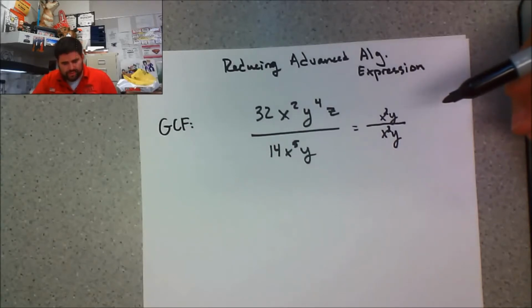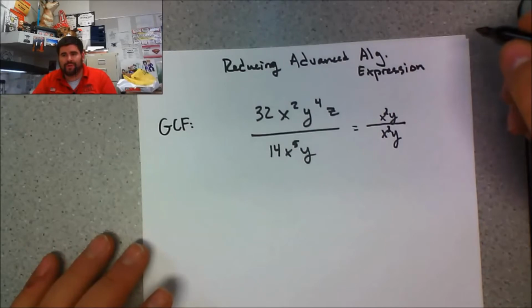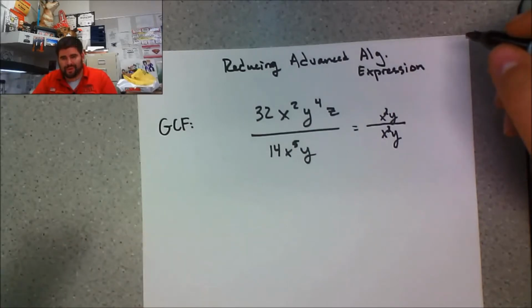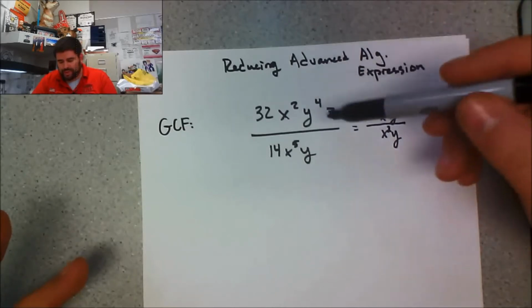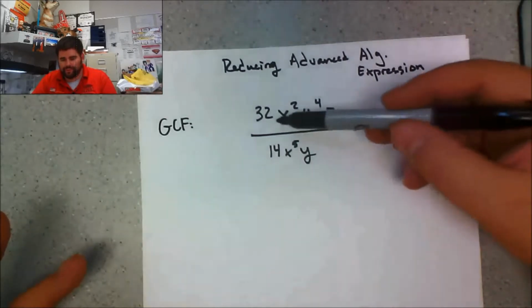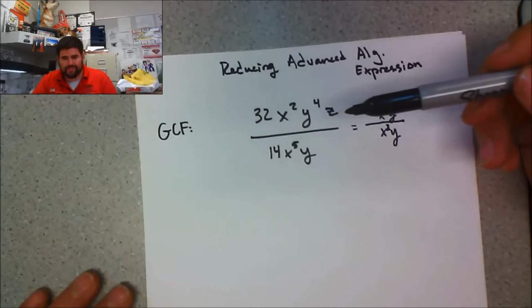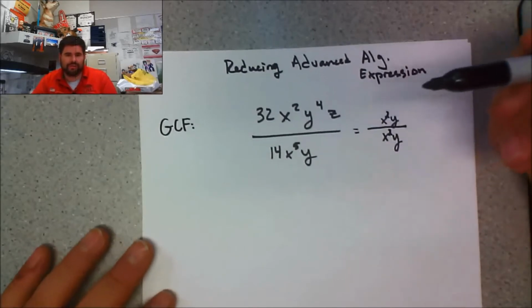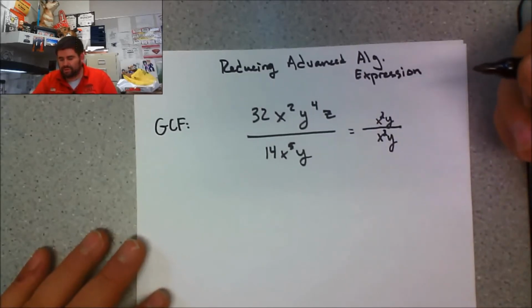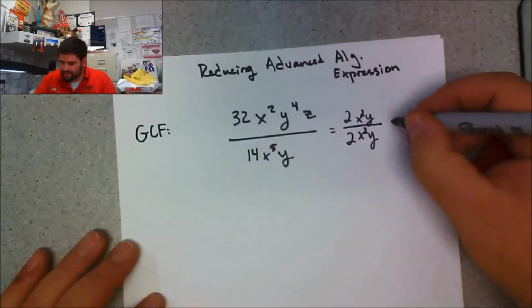If you try to divide anything bigger than 2 into 14, just by finding the factors of 14, it's only got 1 and 14, 2 and 7. I know that 7 doesn't go into 32, and 14 doesn't go into 32. So the biggest factor they share, unfortunately, is 2. So I'm going to bring the 2 out.